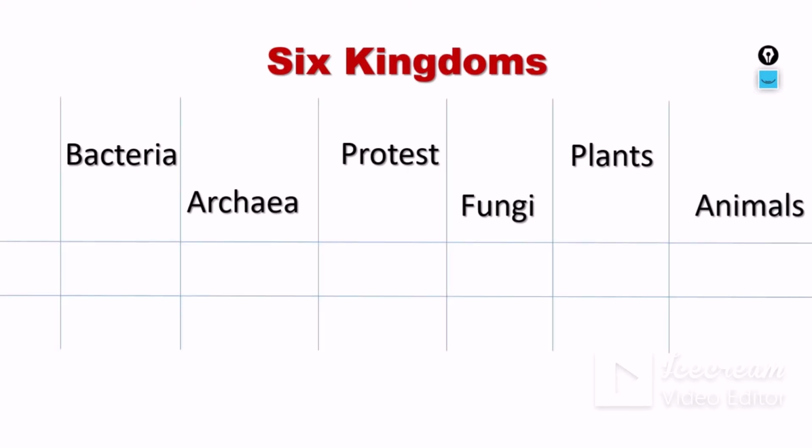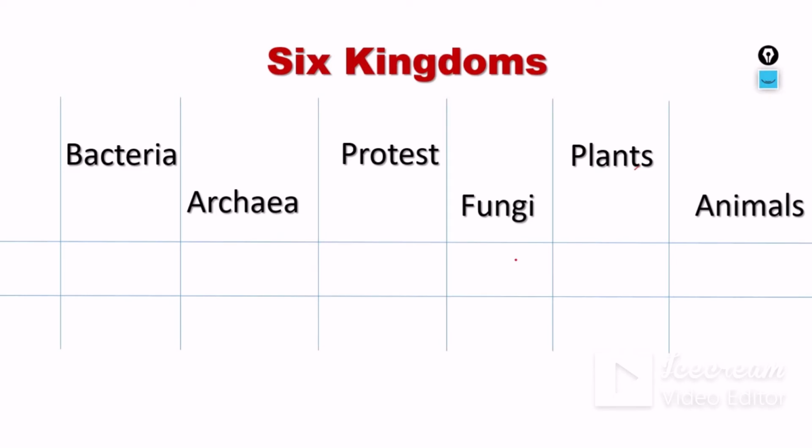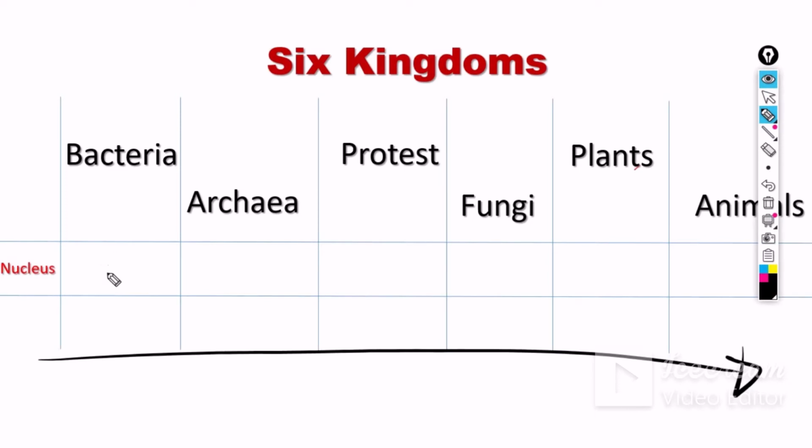As you see here, when we move to the right, the organisms become more complex. For example, for the nucleus, bacteria don't have a nucleus, and archaea also don't have a nucleus, and protists have a nucleus. Fungi, plants, and animals all have a nucleus, because when we move to the right, the organisms become more complicated.